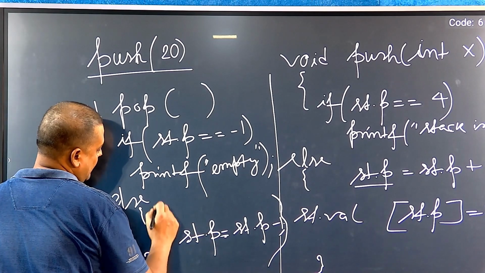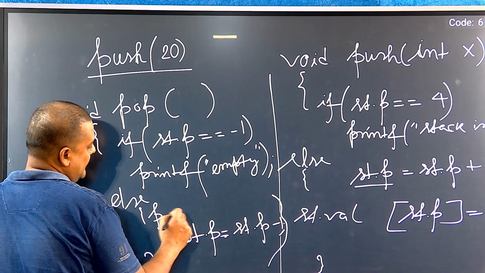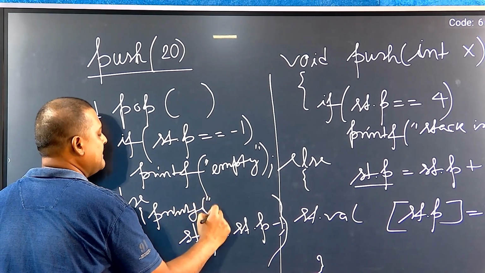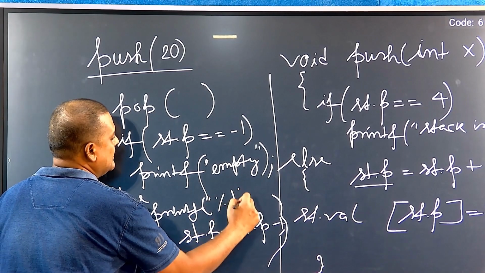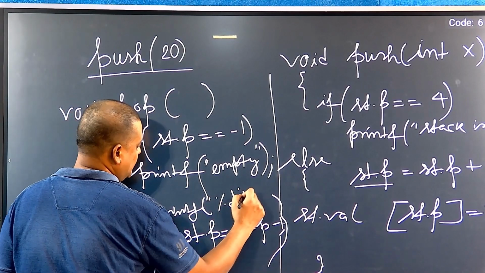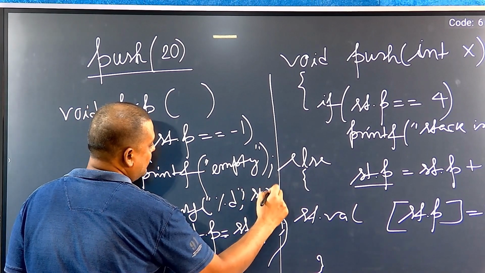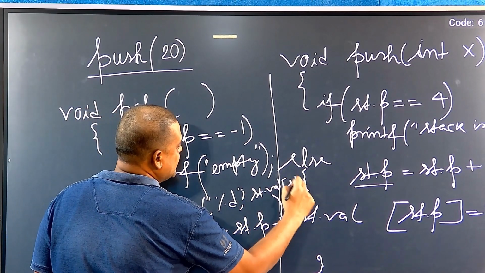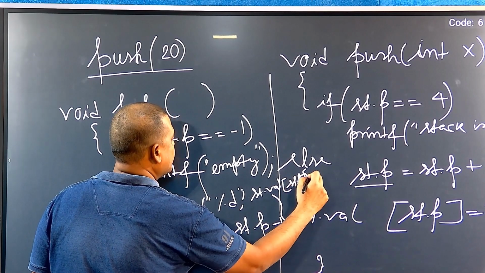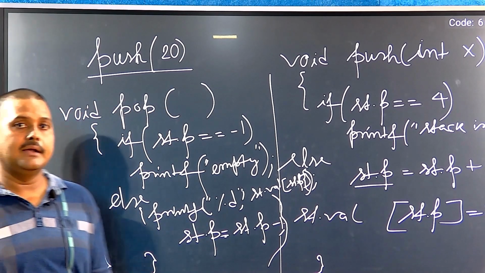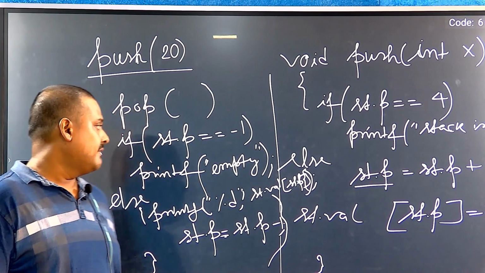So, you can write just before this statement, printf the deleted element is, whatever message you want to display, st.val of st.p. So, here you will write st.val of st.p, and this way you can implement the pop function for stack.